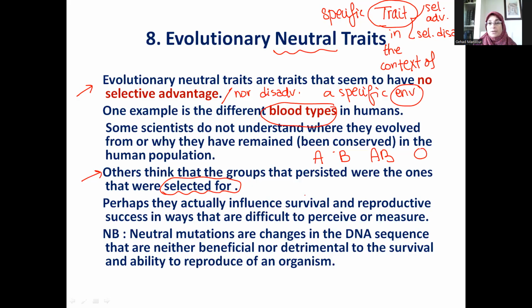Up till now, there are studies to see whether the presence of a certain blood group affects survival, for example, affects reproductive success, and therefore continuity of the species or not. So again, we have the neutral traits, and this leads us to the definition of a neutral mutation. A neutral mutation is a change in the DNA sequence that is neither beneficial nor detrimental to the survival and the reproduction of an organism. We always talk about this, survival and reproduction.